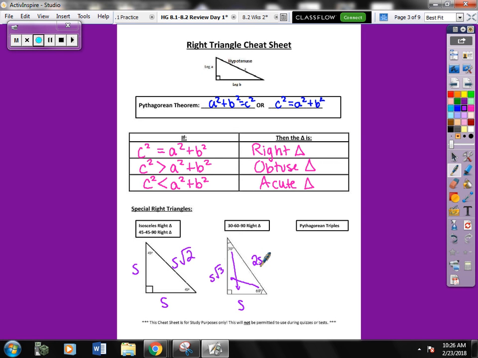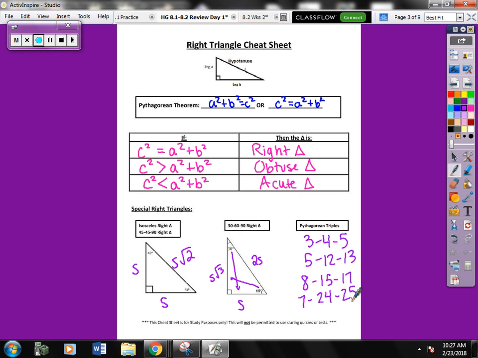And then triples. We know 3, 4, 5, or should. Who knows some other ones? Don't give me multiples of this one. Give me the other original. 5, 12, 13 is one. Jenna? 8, 15, 17. 7, 24, 25. Good. And that's it for the most commonly used ones, and then you can multiply all of those by constants to come up with more.